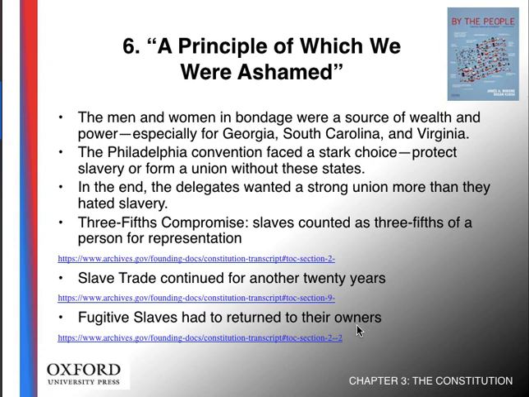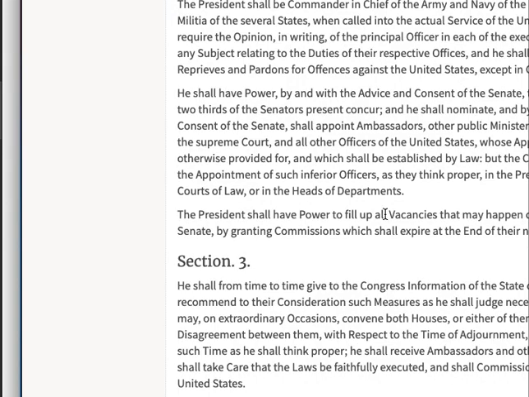The third clause of shame that we have is that if fugitive slaves are found in a free state, they must be returned to their state, to the slave state. So that can be found in this section here.